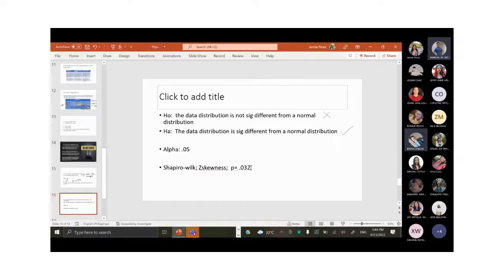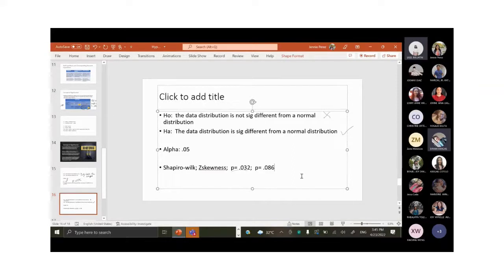Okay? Now, how about this one? If your p-value is equal to 0.086. 0.086 against 0.05. So what is your decision on the null hypothesis? Accept again, the hypothesis. Why? What is the decision rule? Because again, the value po is greater than the alpha 0.05.